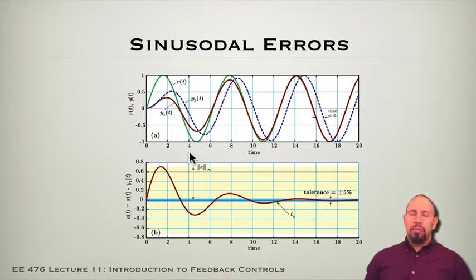We could also have a different error, for example, a sinusoidal error. And so the original signal that we're trying to track is this green one, and we could have these alternate responses. That is, we could have this blue response, in which case we end up with a sinusoid with the exact frequency and magnitude, but a different phase. Phase corresponds to a time shift.